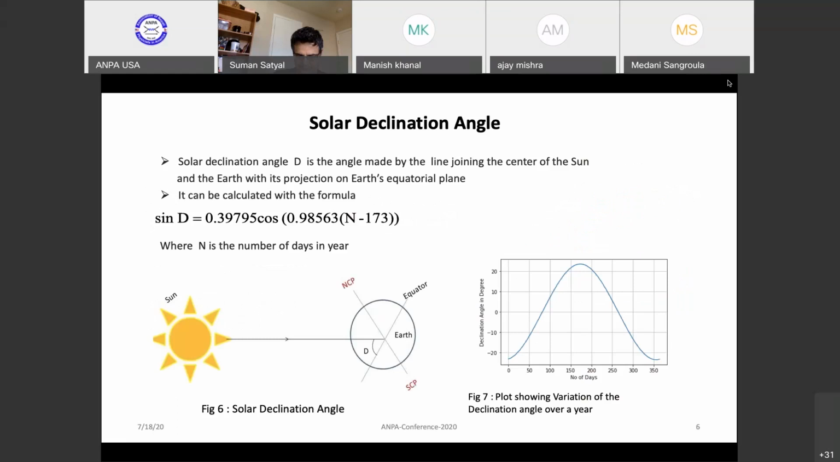Let's move on to the fourth celestial dynamic, that is solar declination angle. Solar declination angle is the angle made by the line joining the center of the sun and earth with its projection on Earth's equatorial plane, as in figure 6. Solar declination angle varies seasonally due to the tilt of Earth on its axis of rotation. N used in the formula indicates the number of days in a year.